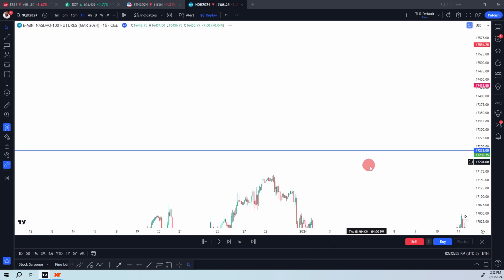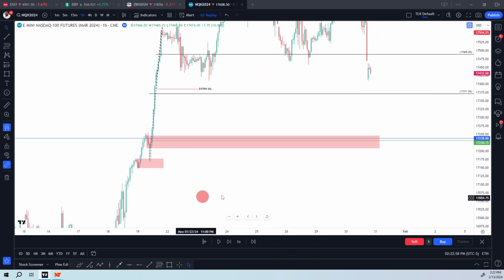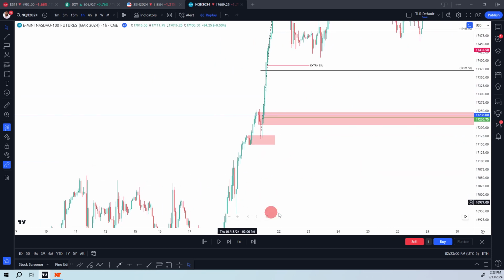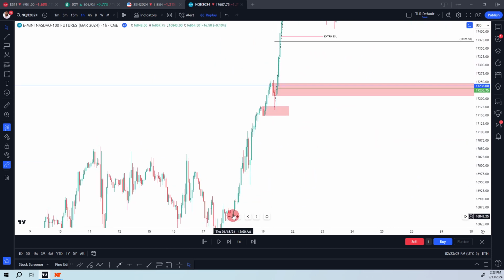See over here on the 60-minute, right? On the 60-minute, we came to external, we pushed up, hit external liquidity right here. We hit external liquidity, came up, hit external liquidity here, came back to internal, right there at that fair value gap. We came up, hit external liquidity right there, that high. Pulled back a little bit.